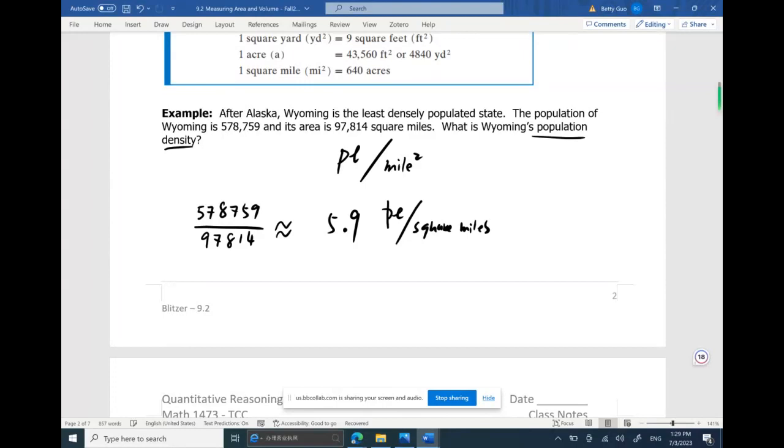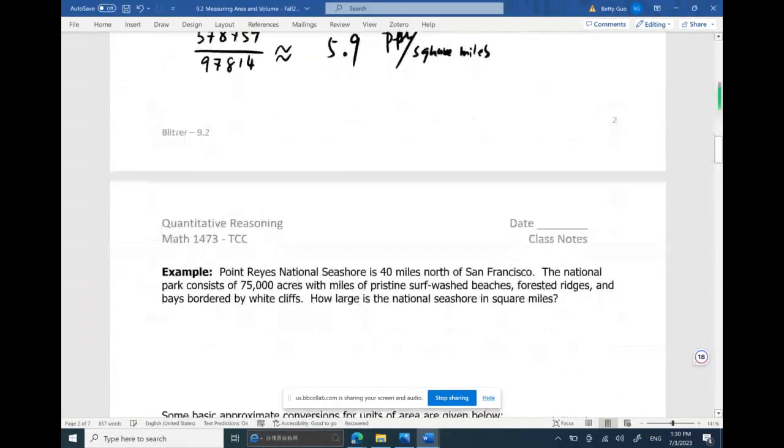If we round it up to 6, 5.9 is pretty close to 6. It depends on the rounding instruction. So we can say around 6, right? Yeah, shy of 6 people every square mile. Yeah, the square mileage is huge and only 6 people. So that is PPL, people. This is the first example.